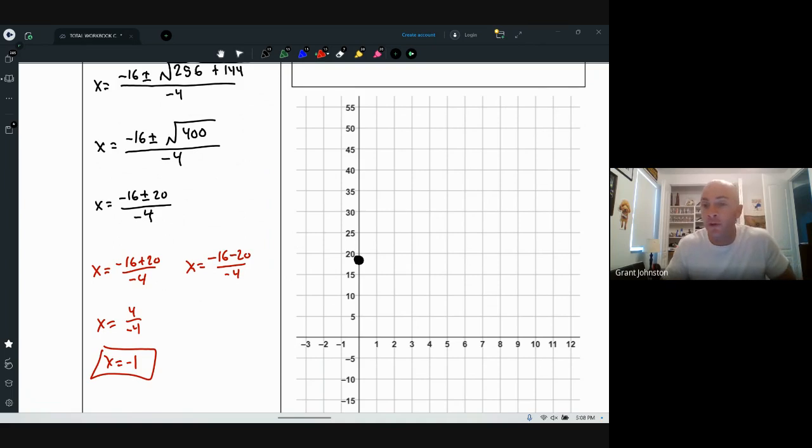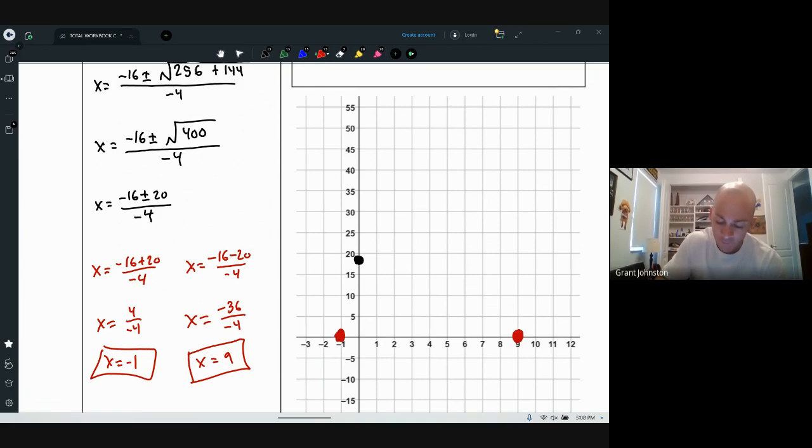Apologize if I'm going super fast. Just want to get through this. Negative 16 minus 20 is negative 36, right? Yeah, okay, divided by negative 4 would be 9. Okay, so I have roots at negative 1 and 9.